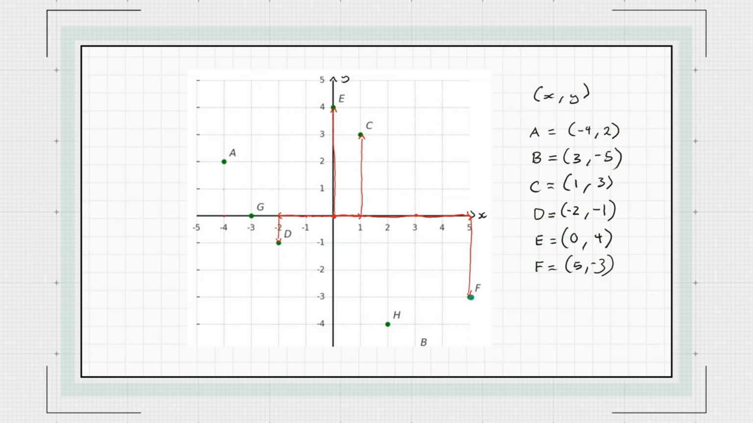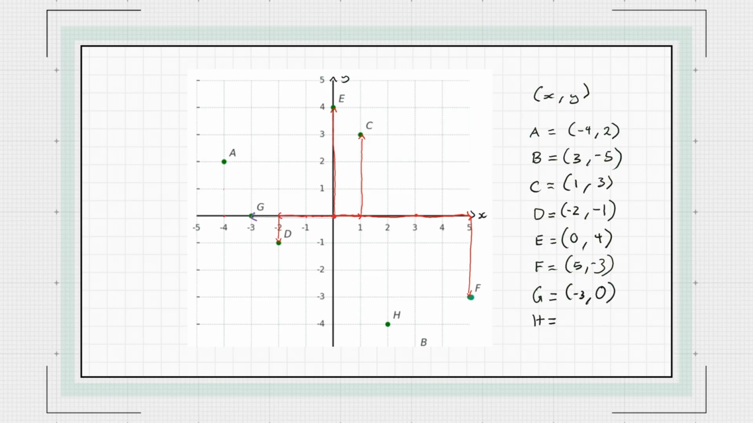Okay, finally let's do the last few. Let's do G, and then we'll do H. So for G, we've gone all the way along -1, -2, and -3. So our x-coordinate for G is -3. And our y-coordinate, well, we haven't moved off the x-axis, which means that our y-coordinate is 0. There is no height.